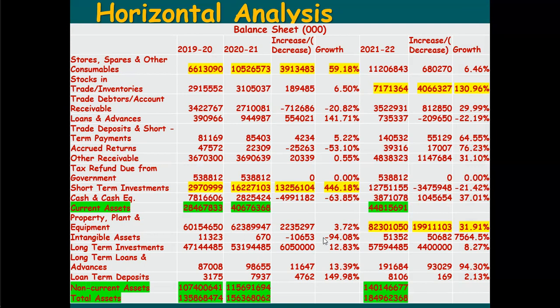Further, you can observe a nominal change of about 4% in the property, plant and equipment, and 32% for the second and third year. Thereafter, the intangible asset percentage is higher, but the figure is nominal, so it does not matter. So in this way, you can observe the asset side horizontal analysis of the balance sheet. Thereafter, we are moving towards the next part.